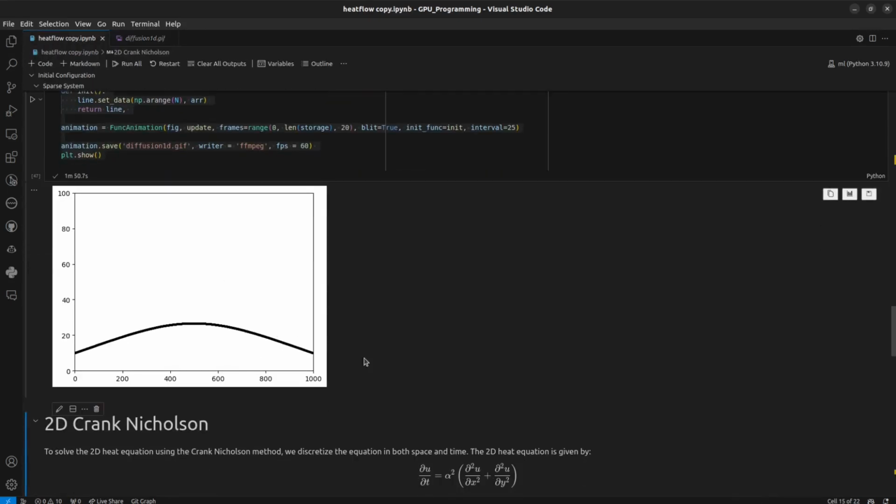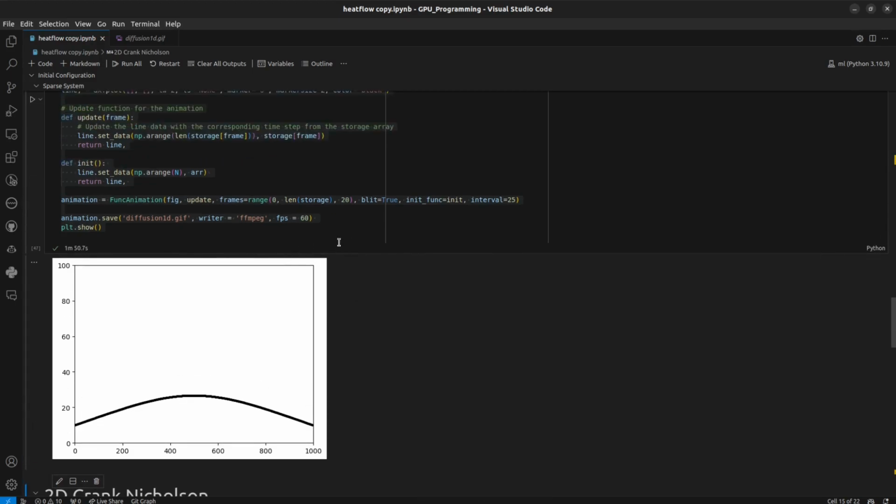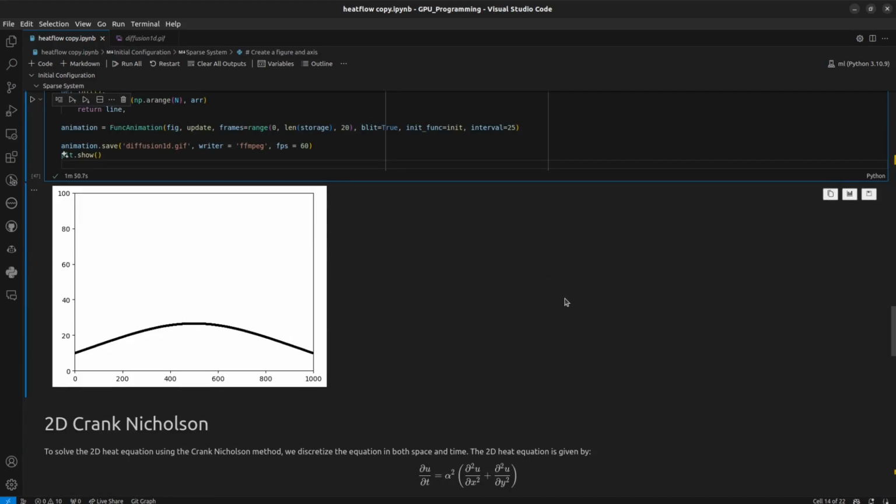That's it for today. Next time we're going to have a look at the 2D Crank Nicholson scheme for the two-dimensional heat flow equation, and there we're going to have to think about how to speed up the actual computation and not just the animation, and we're going to do that by using the GPU to speed up this linear system of equations. And I hope you enjoyed it, and see you next time.